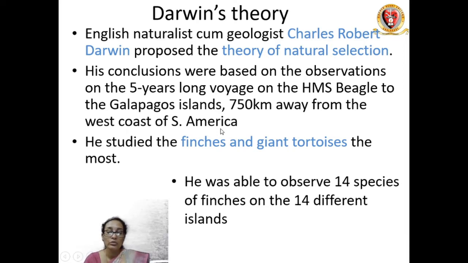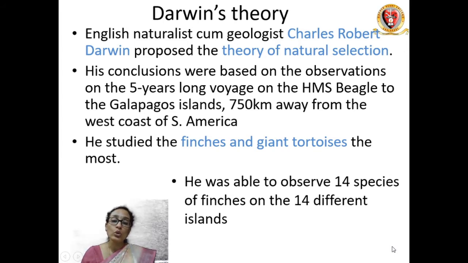Then we move on to Darwin's theory. So now let us look at Darwin's theory. Charles Robert Darwin was an English naturalist and geologist who proposed the theory of natural selection. His conclusions were based on observations on a five-year-long voyage on his ship, the HMS Beagle, to the Galapagos Islands, which are located about 750 kilometers away from the west coast of South America.